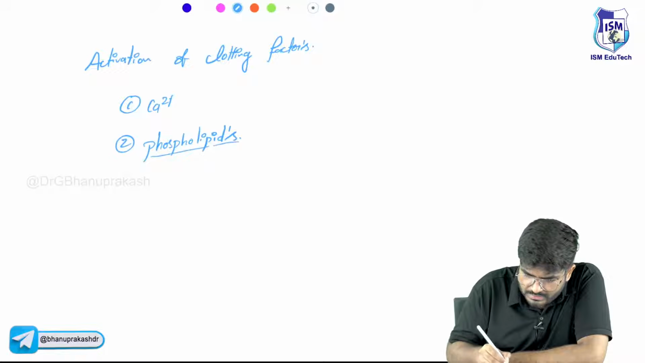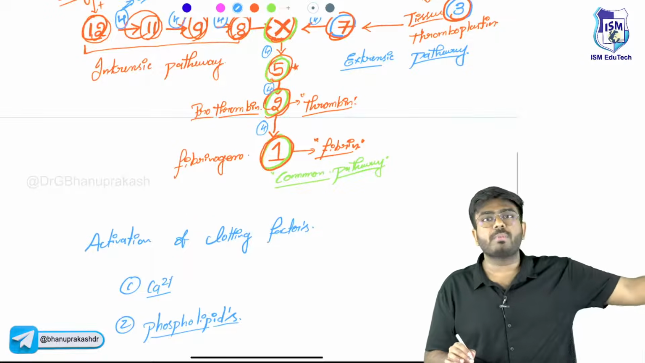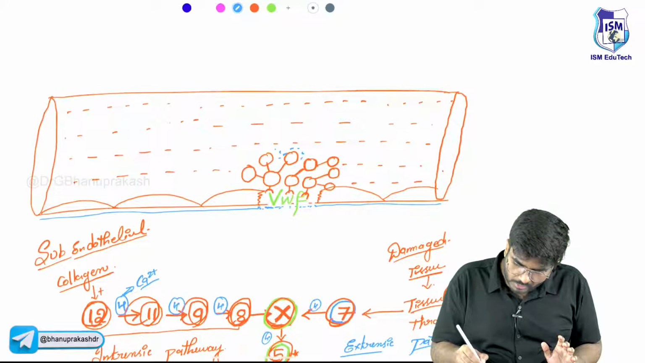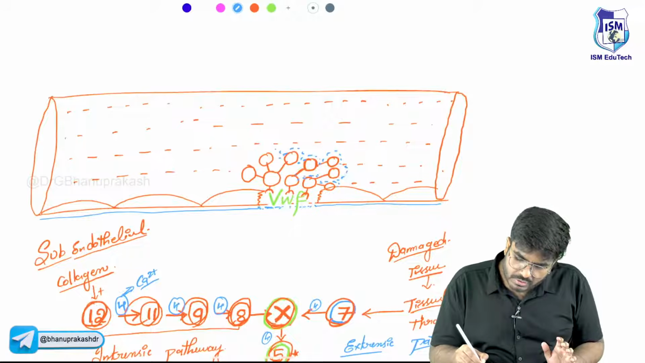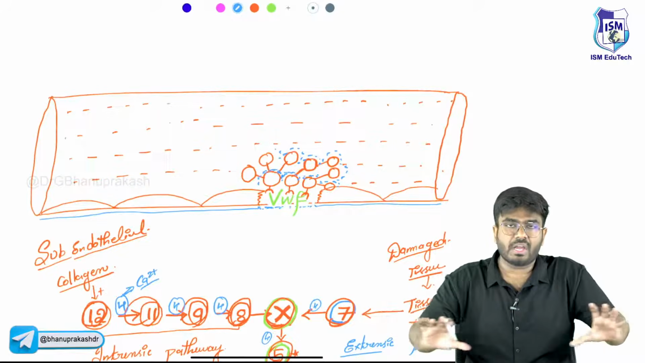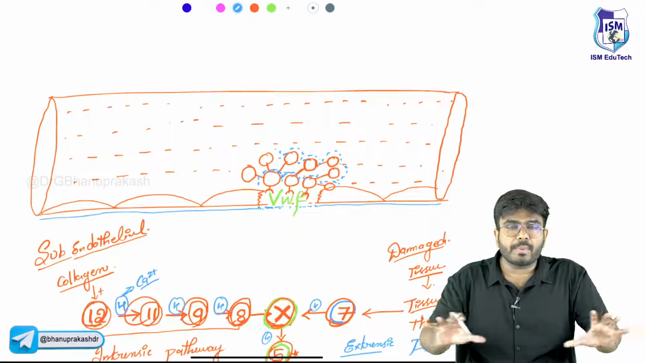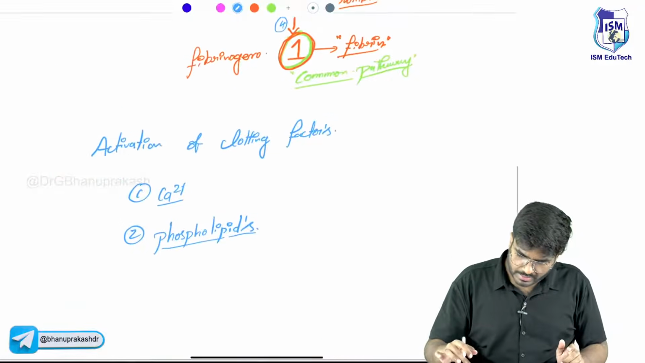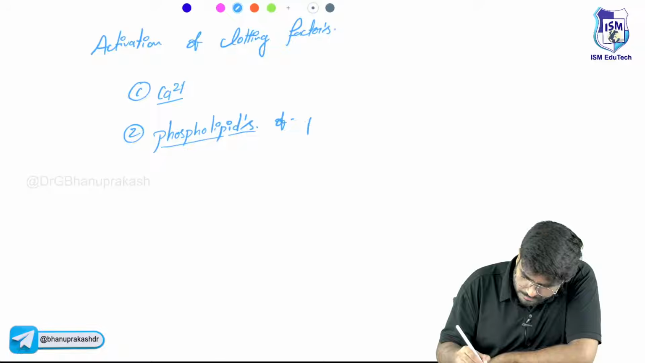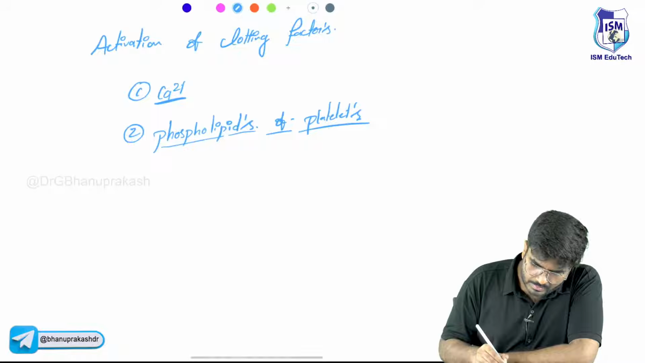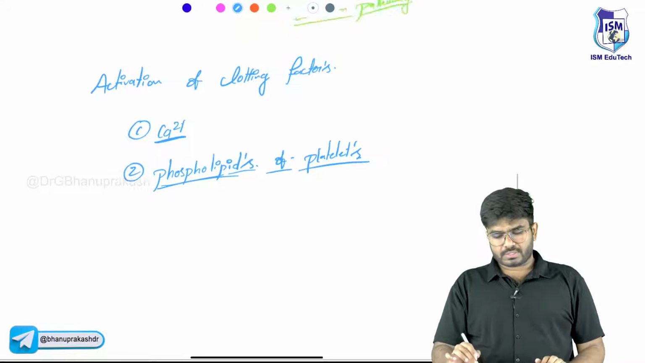These clotting factors are not activated throughout the blood. Wherever there are platelets, only in this area the clotting factors are getting activated. So for the activation of clotting factors, you require the phospholipid membrane of the platelets. Only on the phospholipid membrane of the platelets are these clotting factors activated. Let me write here phospholipids of platelets. So these two are very important prerequisites for the clotting factors to get activated.